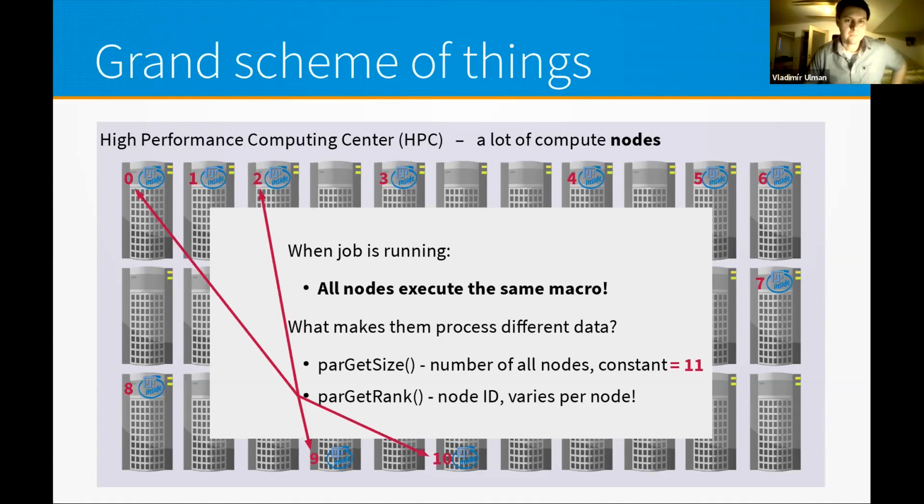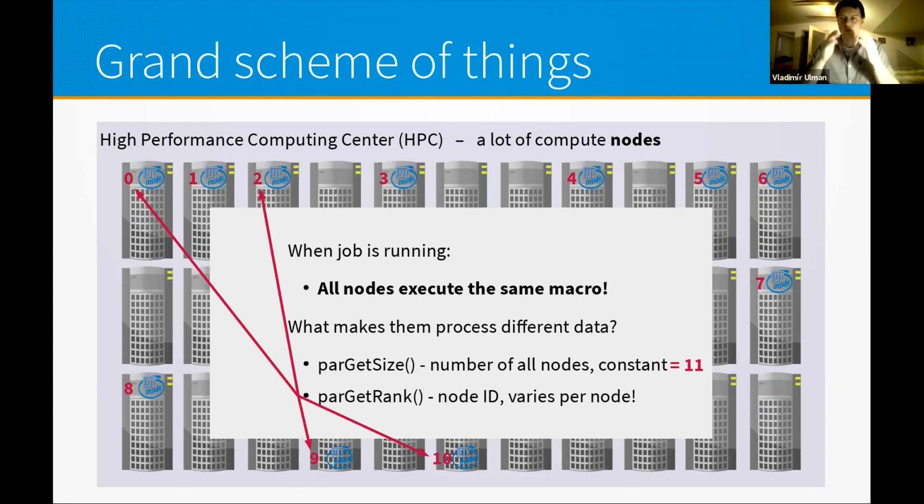So let me illustrate it graphically. Here we have altogether 11 nodes allocated. So target size on every instance, on every macro running on every computer, will always return 11 in this very case. But target rank on this computer, for instance, will return a value of 0. On the next node, it will return a value of 2. Basically this tells you how many computing units you have at hand, and target rank tells you which portion of the computing power is represented by this node, and you can use this information, and we will show you how to do that later.